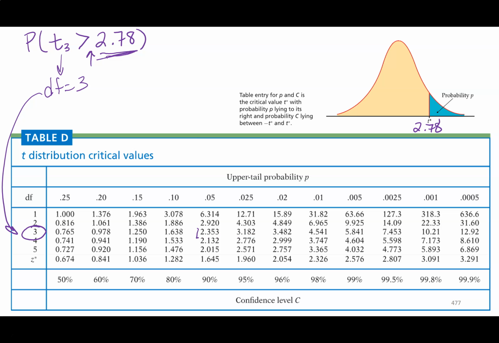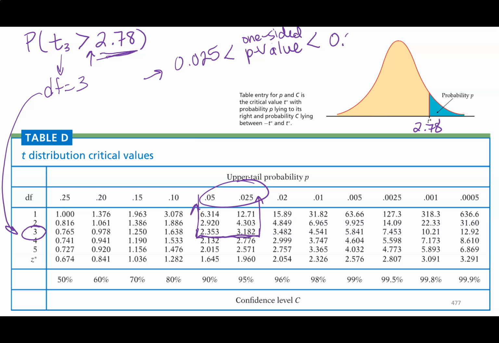So I would argue that my p-value is going to be between 0.025 and 0.05. So 0.025 is the smaller one. And please be very cautious, we want you to put the smaller one on the left. So my one-sided p-value is between 0.025 and 0.05.